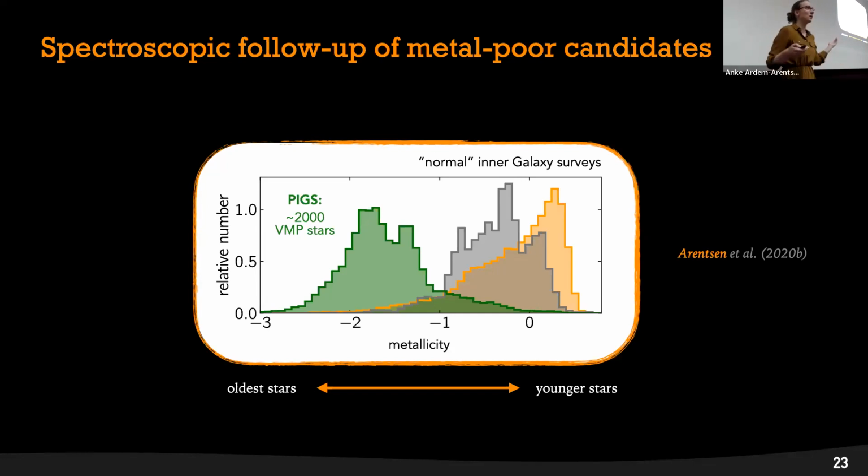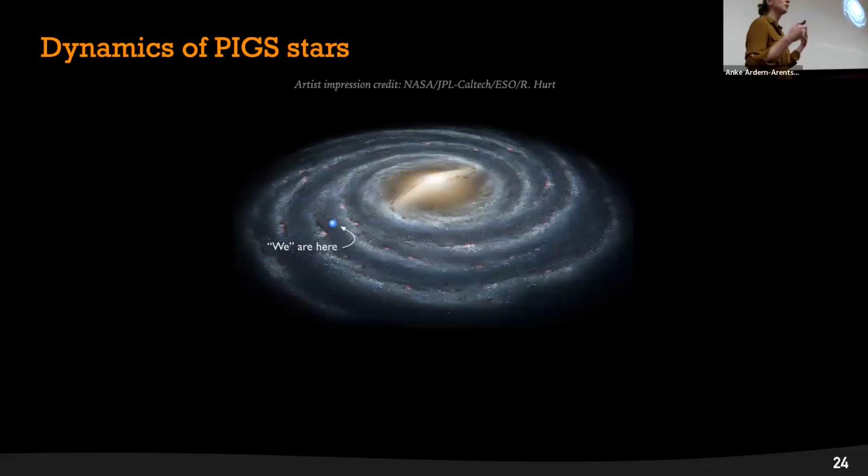So then we have the sample. What can we learn about the metal poor in a galaxy? I'll focus mostly on the dynamics of these stars. How are they moving? And then if I have time, I'll talk a little bit about the chemical compositions towards the end. I'm highlighting PIGS because it's the project that I built and worked on, but there's a lot of other work in this area as well, and I'll highlight that a little bit later.